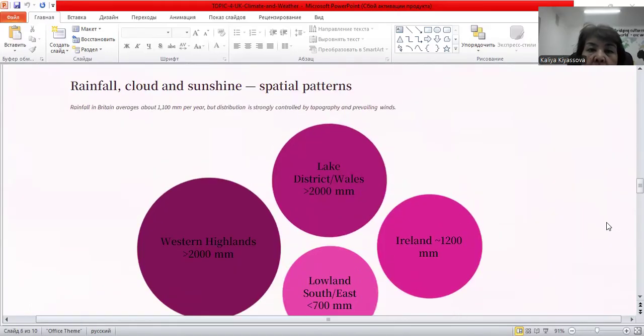Rainfall, cloud and sunshine, spatial patterns. Rainfall in Britain is highest in the Western Highlands, the Lake District, Wales, and Ireland, and lower in the lowlands. If you notice here, the Western Isles get more than the others, but it is the same with the Lake District and Wales. They both have about 2,000 millimeters of rain.